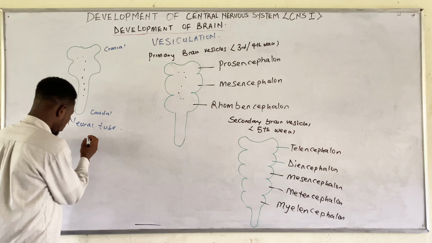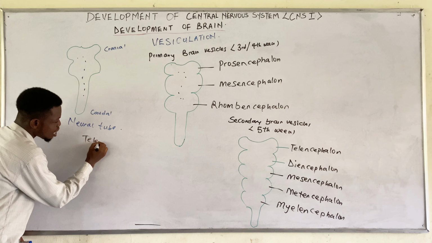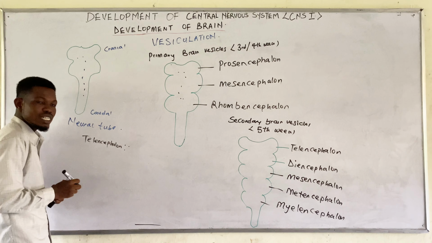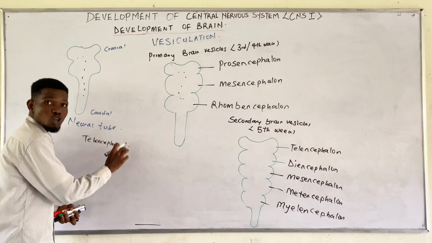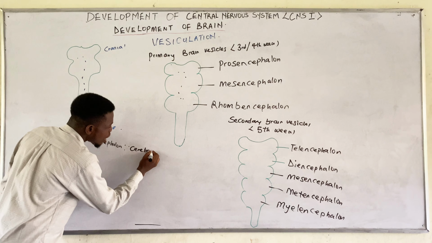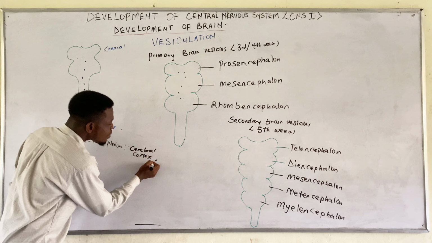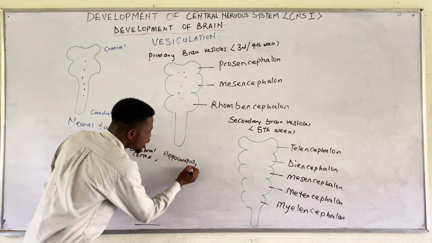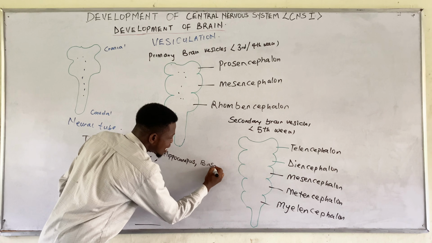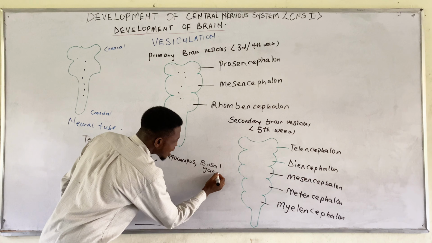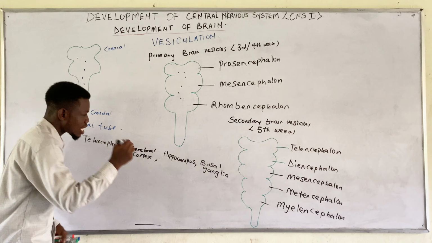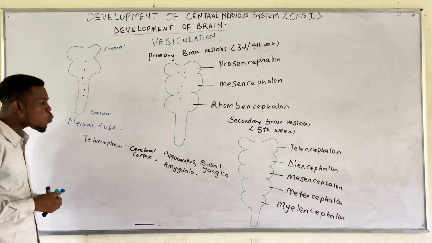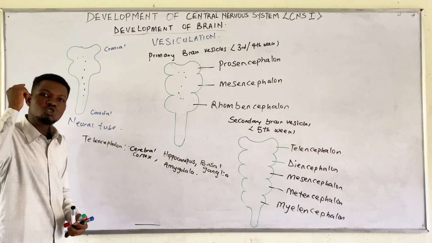The telencephalon will give rise to the cerebral cortex. I'm talking about the future adult brain. It will give rise to the cerebral cortex. It is the telencephalon that will also give rise to the hippocampus. Yeah, hippocampus. It will also form the what? Basal ganglia. The basal ganglia, it will also give rise to the what? Amygdala. Amygdala. Yeah, so these are what the telencephalon gives rise to in the future adult brain.